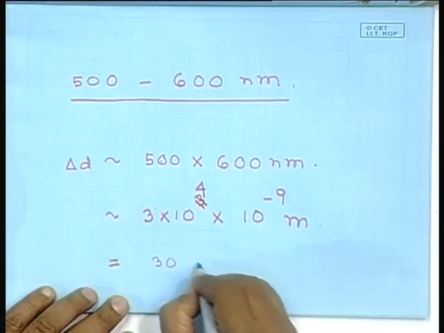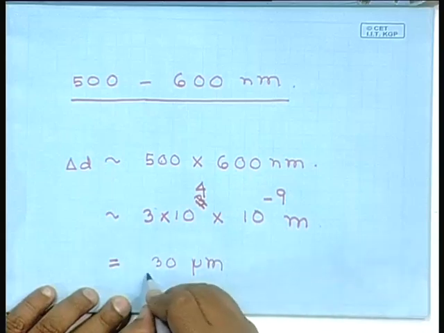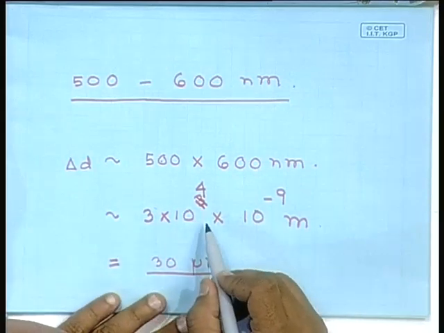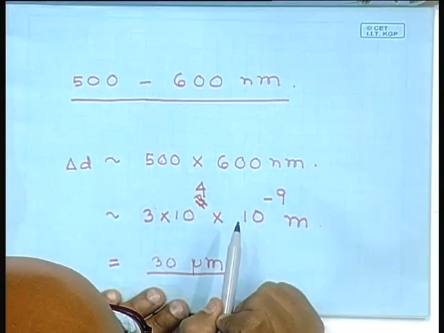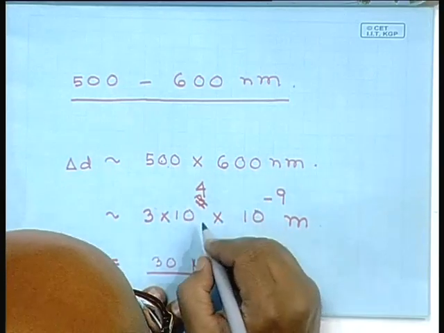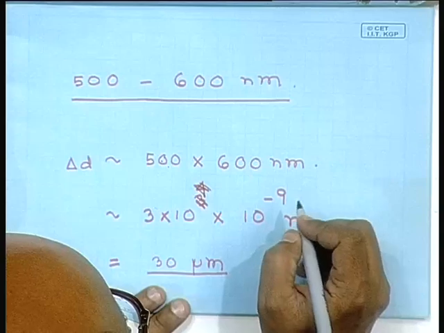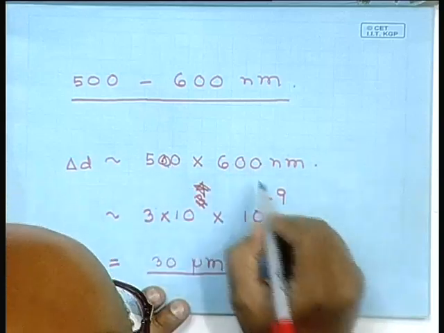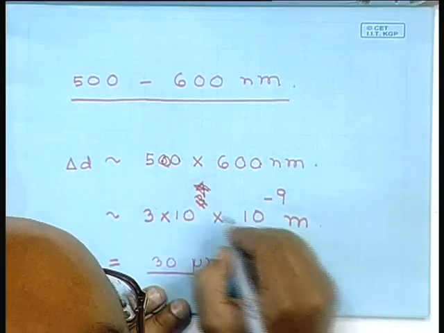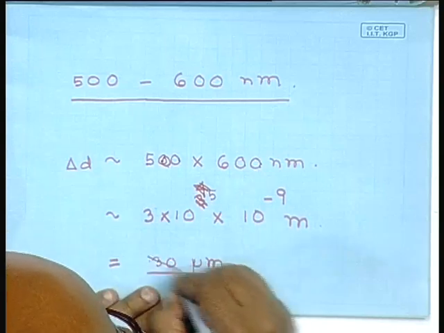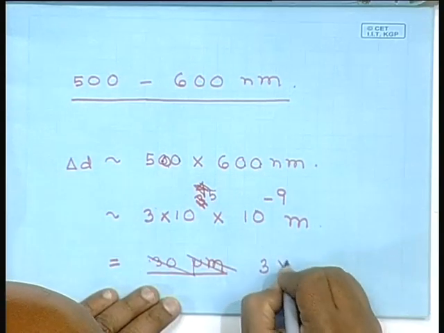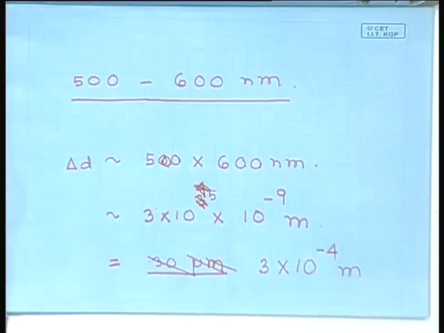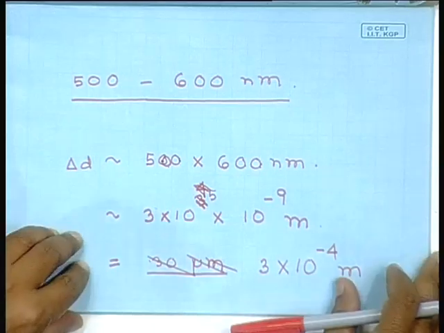Taking 600 nanometers, that is 30 micrometers. Micrometer is 10 to the power minus 6. So, 500 times 600 nanometers gives you 3 into 10 to the power 5 into 10 to the power minus 9, so you will get 3 into 10 to the power minus 4 meters, which is 0.3 millimeters, which you can measure without great difficulty.